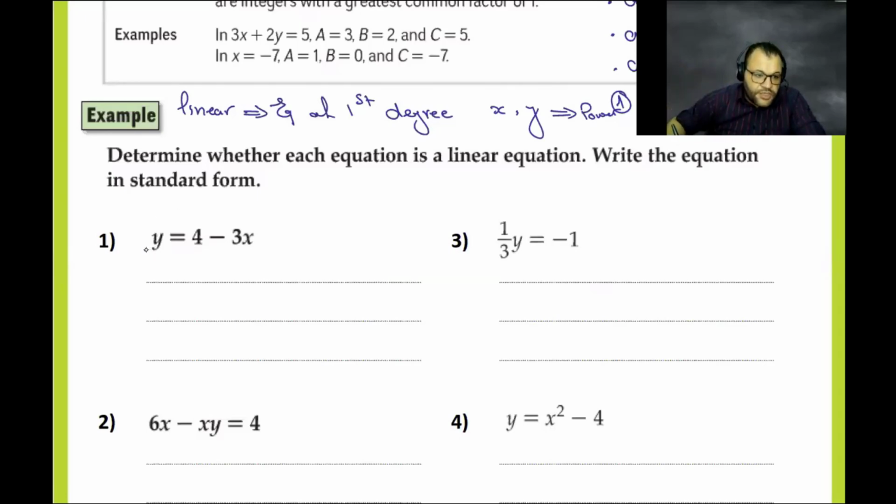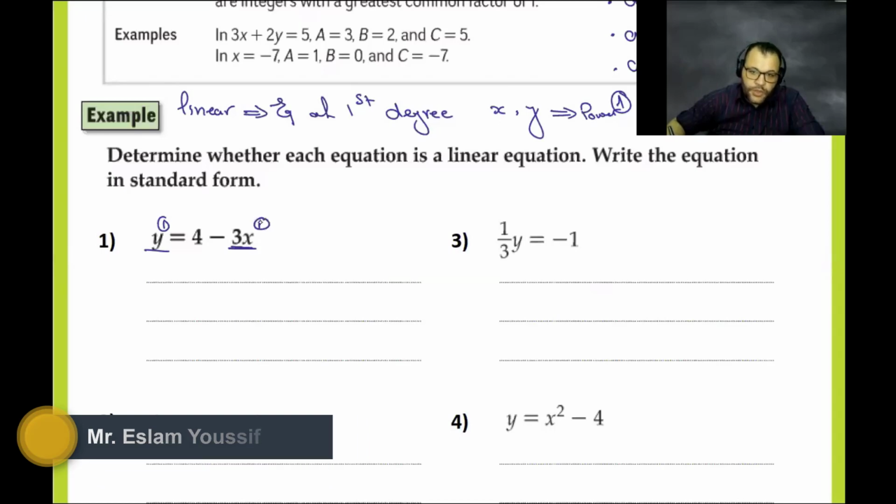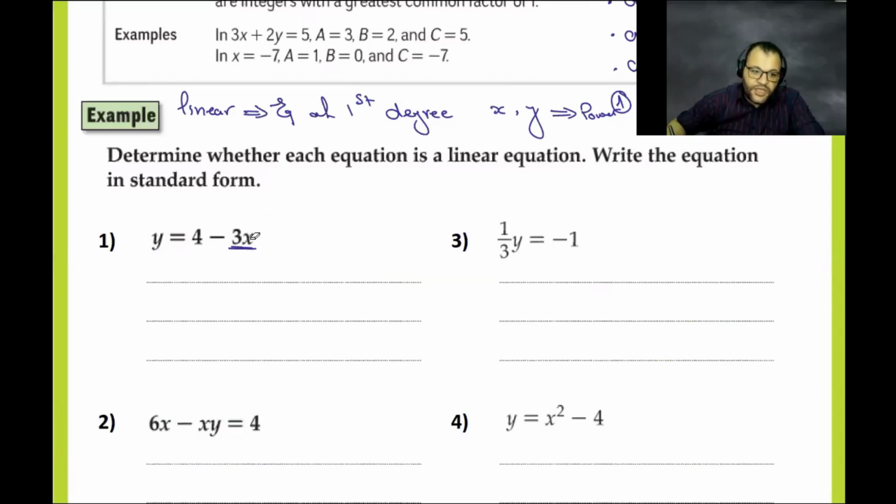The degree of the first term here is 1, because y is raised to the power 1. And now there is no x and y in this term, so it will be 0 degree. Now we have x here also to the power 1. So all of the variables have degree 1, so the equation is of the first degree. It means this equation is linear. How do we know that? Because x and y are raised to the power 1. Linear is the equation of the first degree. If you represent it graphically, you will find that it will be a straight line. So this one is linear.